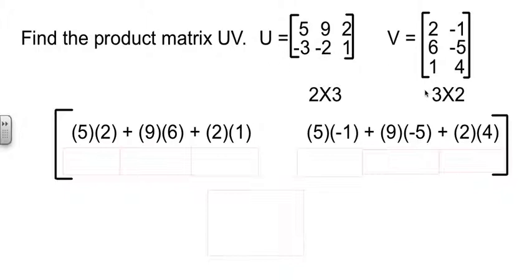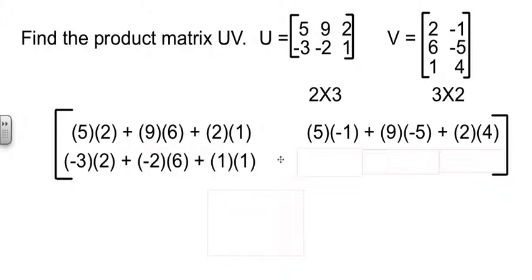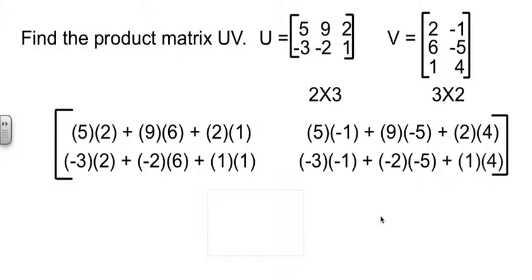Second row, first column. First place times first place. Second times second. Third times third. Okay. Now we're ready for the last piece. Second row times second column goes into the second row, second column. Okay. First thing times first thing. Okay. -3 times -1. -2 times -5, the second times the second. 1 times 4, the third times the third.